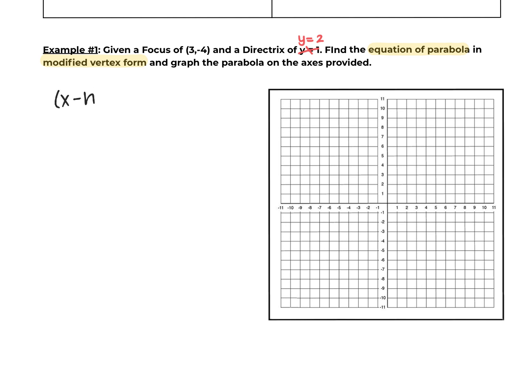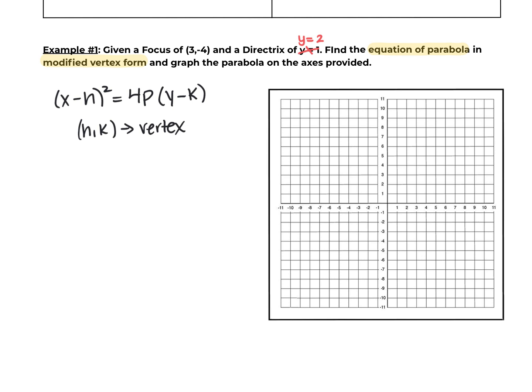So we have (x − h)² = 4p(y − k). The first thing we know is that (h, k) is our vertex, so we don't have that. We have a focus and a directrix, so we need to first find this. The best way I can suggest doing that is by graphing what you have.